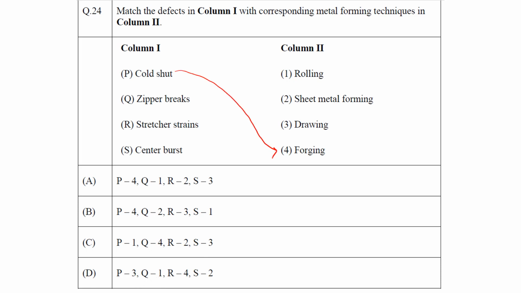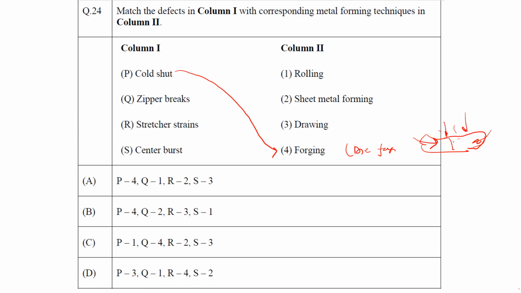Okay, so cold shut happens in forging, and largely in die forging. Suppose you have the die and the material you are forging, and you are putting pressure. So what happens when the material flows? In some portion maybe the flow is not very proper and it leaves some gaps, and after this the temperature drops down, so this makes a permanent gap.